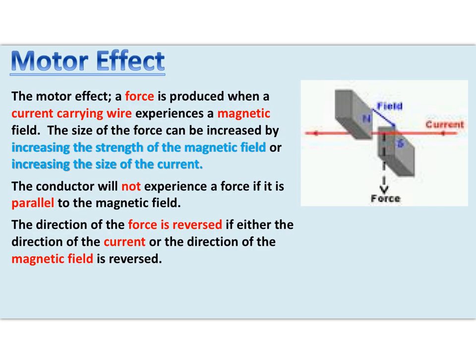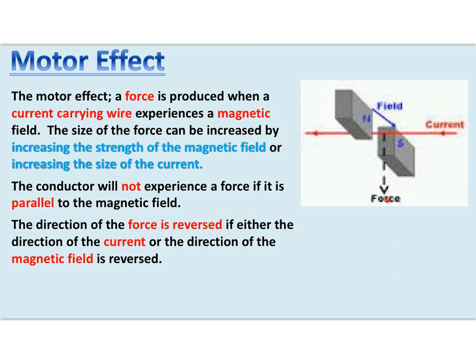So we're going to look at the motor effect. We've already looked at this in some detail, but in the motor effect, a force is produced when a current carrying wire experiences a magnetic field. The size of the force can be increased by increasing the strength of the magnetic field or increasing the size of the current. Now, we said before that a current carrying wire produces its own magnetic field, so the magnetic field that's produced by a current carrying wire interacts with the permanent magnetic field that's produced by the bar magnets. You can see over here we've got bar magnets. The current produces a magnetic field, the bar magnets are producing a magnetic field, those fields interact, and that results in a force being exerted on the wire.